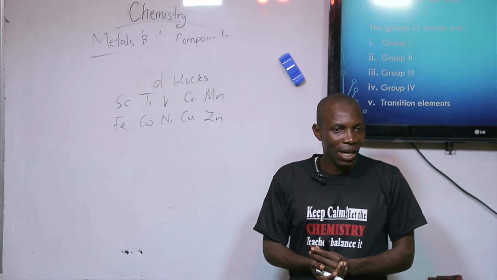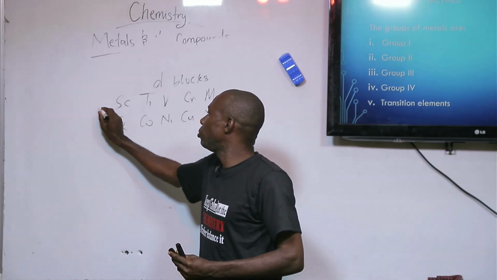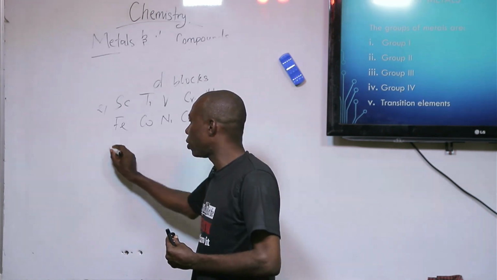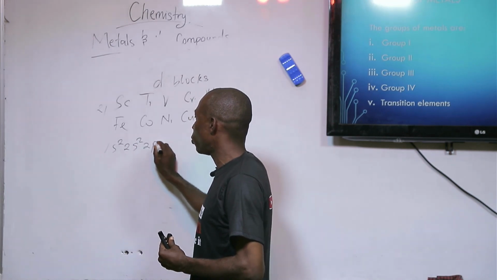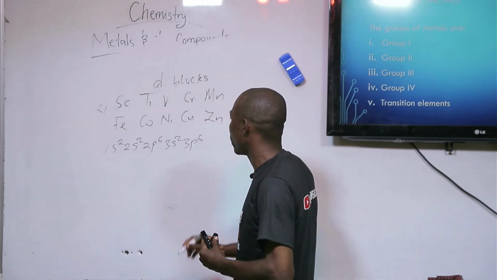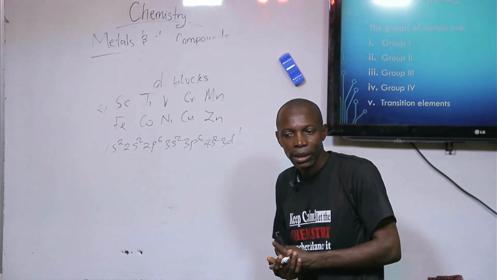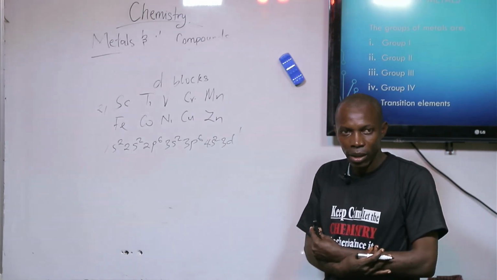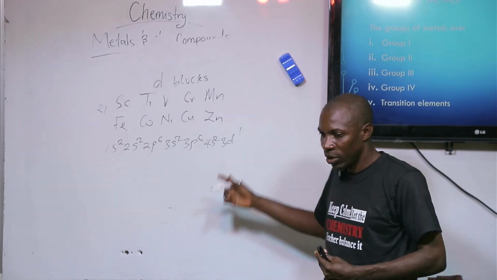When you look at the electronic configuration, you'll find that scandium has 21 electrons. And scandium will have the electronic configuration of 1s2, 2s2, 2p6, 3s2, 3p6, 4s2, and 3d1. Because it has an electron in the D block, it is a D block or transition element metal.